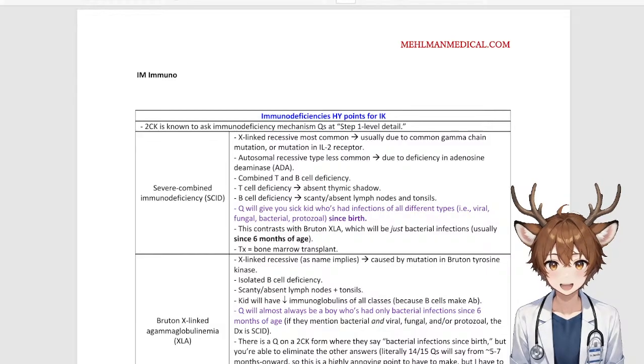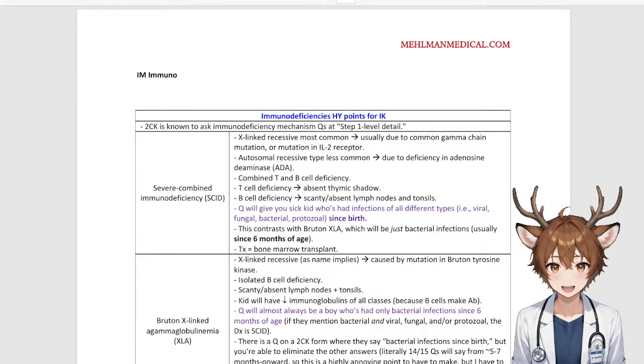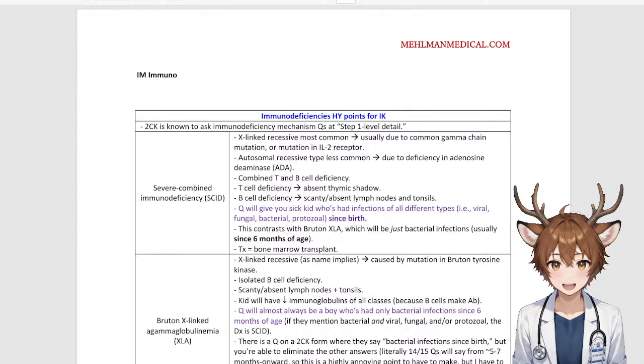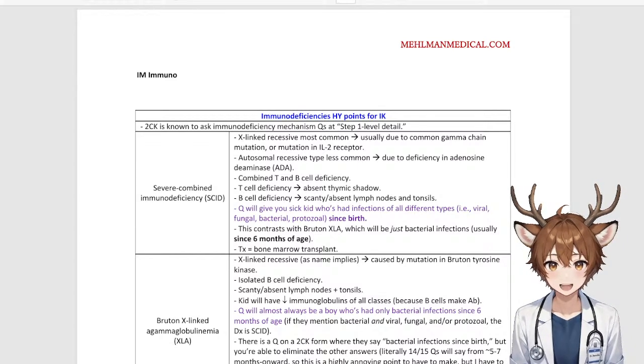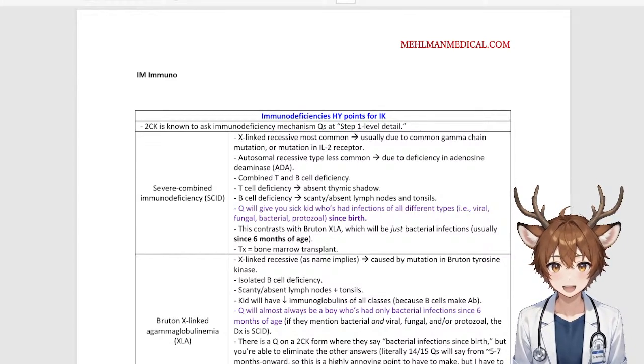Immunodeficiencies, high yield points for IK. Or I assume they meant IM, but whatever, M and K are right next to each other on the keyboard, but whatever, who knows.